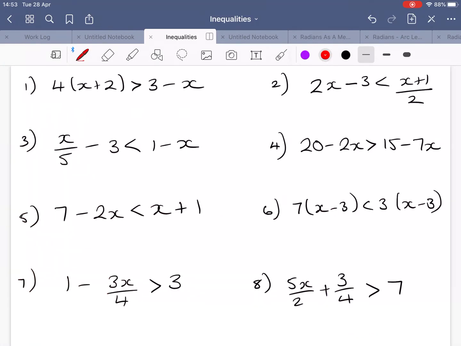So I've put 8 there for you to have a go at. If you want to only do the more complicated ones, that's okay. Press pause, have a go, and then I'll show you the answers.